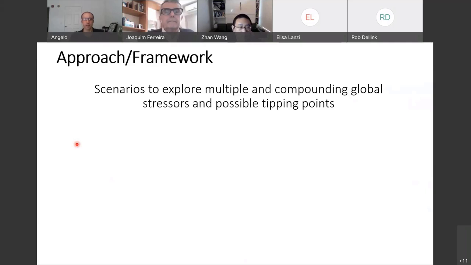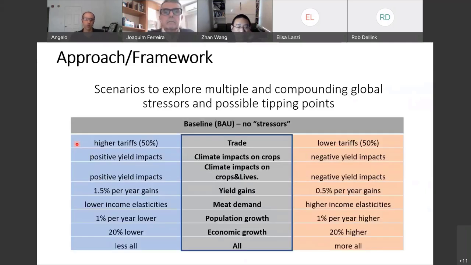We do a kind of scenario exploration approach where we implement several shocks in the global economy, where we change trade to increase or decrease trade, or we give some shocks of negative impacts on crops worldwide or positive impacts on crops. We increase the rate of technological change in the improvement of yields for agriculture, or we decrease that technological change rate. We increase meat demand, we decrease meat demand, and so on.